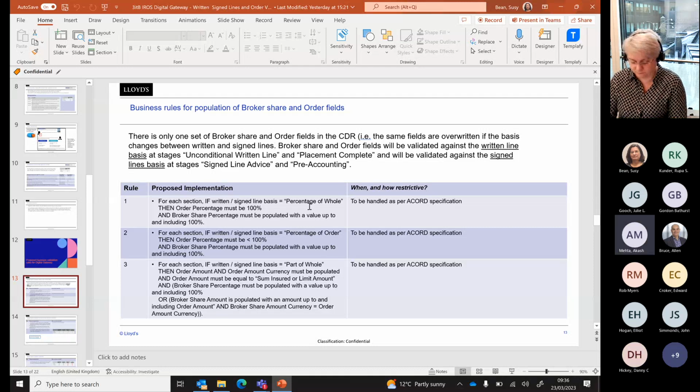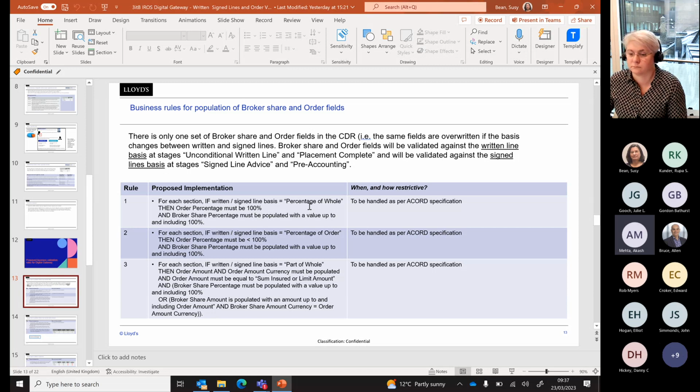Yeah, I've got one quick comment here, and it's something I think we just need to double check. It's your order amount must be equal to the sum insured or limit amount. That might be correct, but I think we just need to make sure that is correct in all of the cases, and it's valid to put a validation on that. So I think we will probably take away and double check the definitions of that and make sure that in the case that you're using it here, it is a valid rule to put in there.